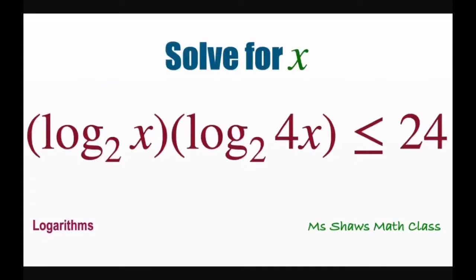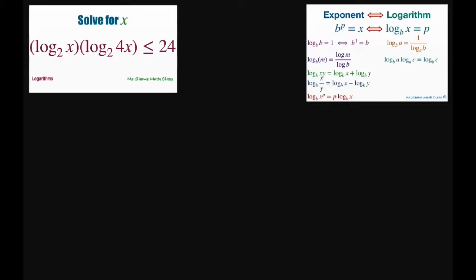Hi everyone, we're going to solve for x, where we have log base 2 of x times log base 2 of 4x is less than or equal to 24. Before we start, let's simplify this. This is 4 times x, so I can use my product rule and expand that and write it as a sum of logs.